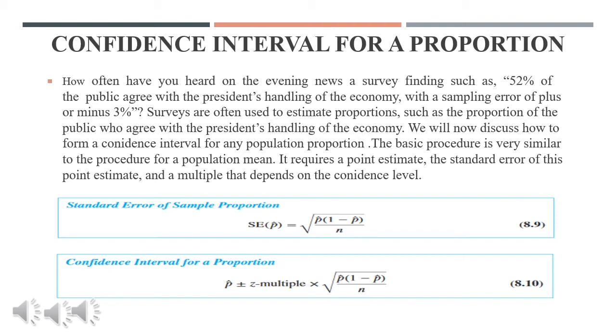The basic procedure is very similar to the procedure for a population mean. It requires a point estimate, the standard error of this point estimate, and a multiple that depends on the confidence level. The first formula is the standard error of the sample proportion, and the second is the confidence interval for a proportion formula.